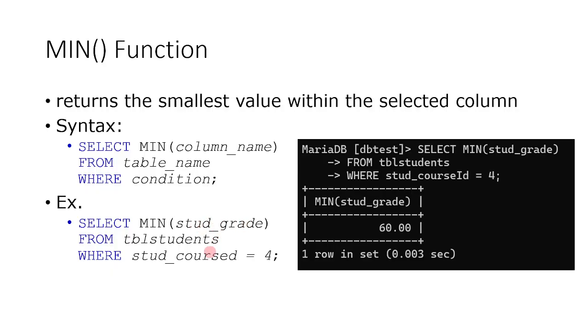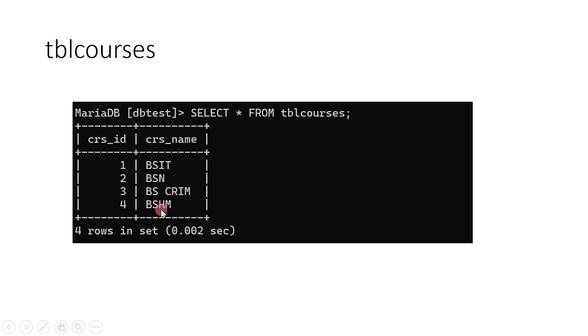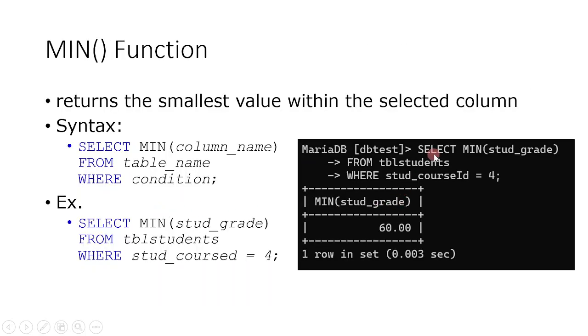I have specified here where course ID, wrong spelling, this is actually course ID, because as you can see here, where stud course ID is equal to 4. I think 4 is BSHM. So select min stud grade, meaning the minimum grade from table students of the students of the course BSHM. As you can see, it returns a single value, and the value here is 60. So that's for the min function.